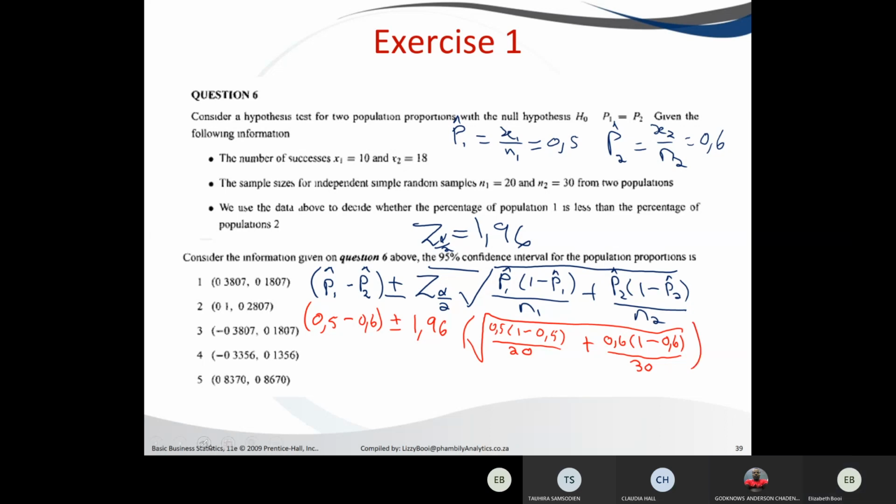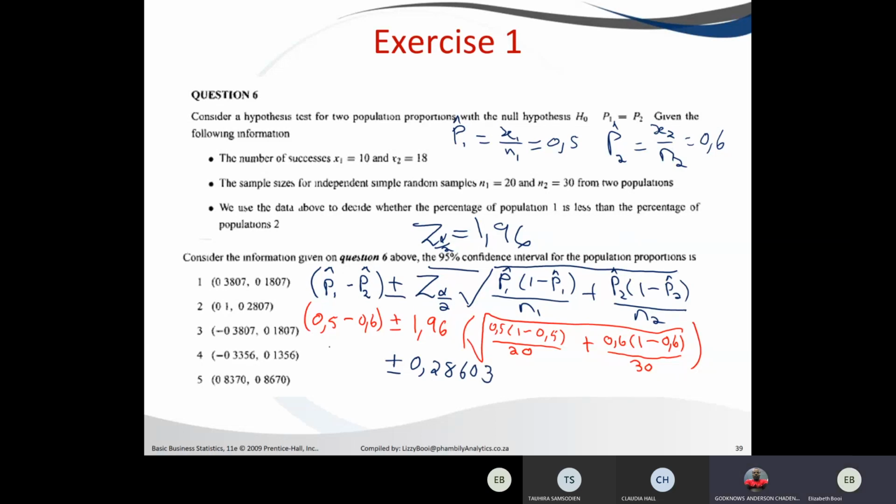Okay. So inside the square root, it will be 0.25 over 20 plus 0.24 over 30. I'm going to run out of space if I write everything out. So basically, the result will be 0.28063. Okay. Is the plus or minus after the square root or before the square root? After everything. And you also multiply by the 1.96. So the answer you get is 0.28063.